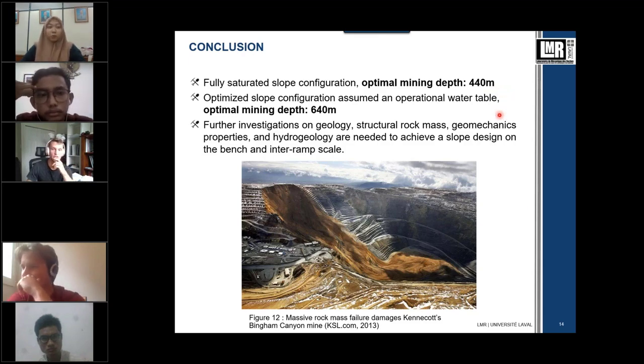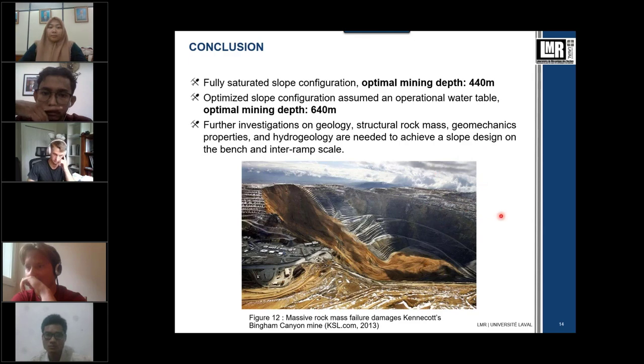By implementing a mine dewatering system, the optimal mining depth could be improved to 640 meters. To confirm this affirmation, further investigation on geology, structures, hydrogeology, and seismicity are needed to achieve a right slope design and avoid a situation as presented in this figure, which probably a lot of people know what happened there.